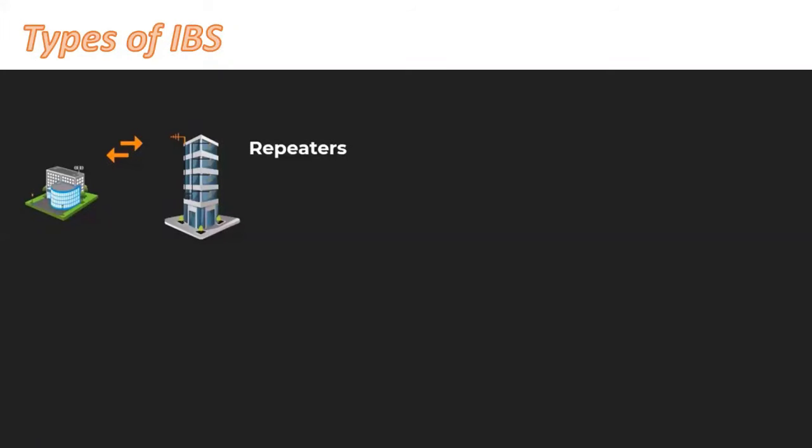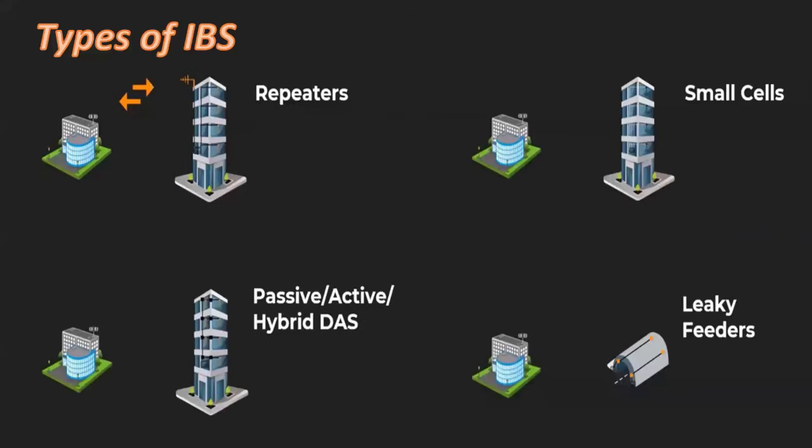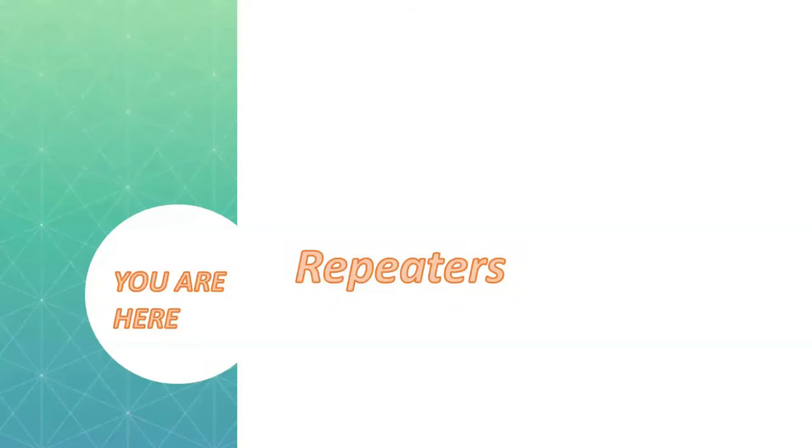As I said, there are various types of DAS. We'll talk in detail about all these types of IBS. But in this slide, let's talk about what the names of the different types of IBS are. It can be repeaters, passive, active, or hybrid DAS, small cells, or leaky feeders, right? So let's talk about our first solution, which is repeaters.